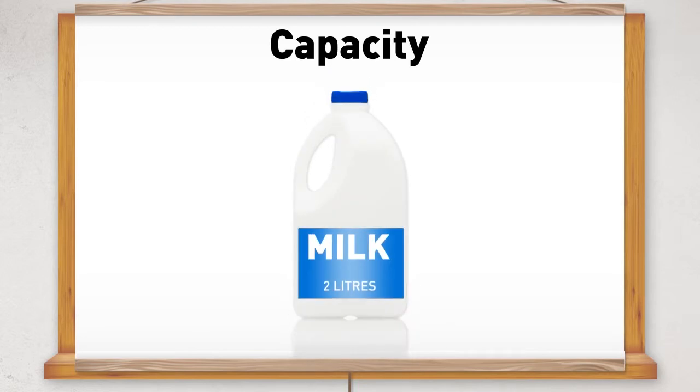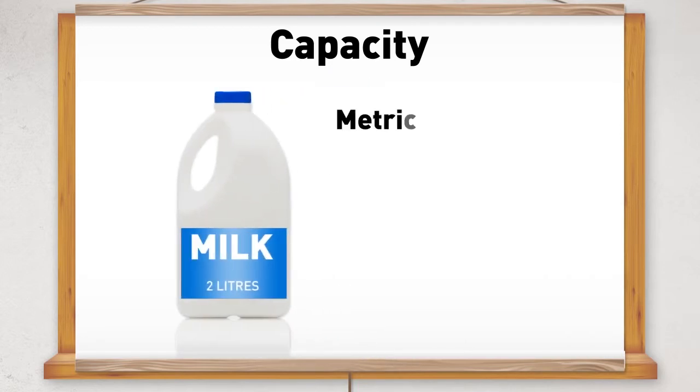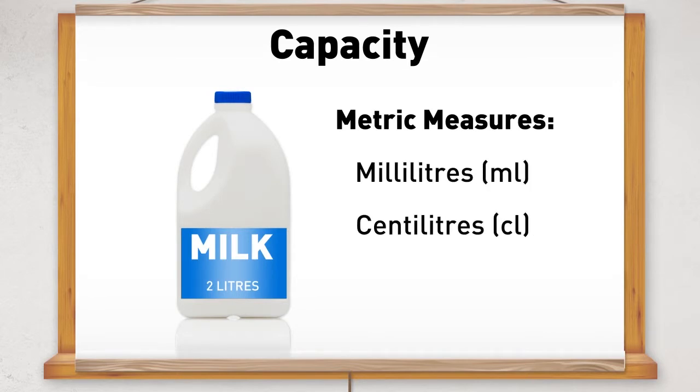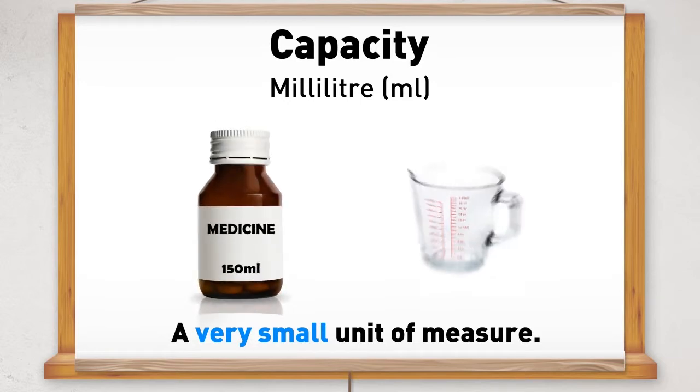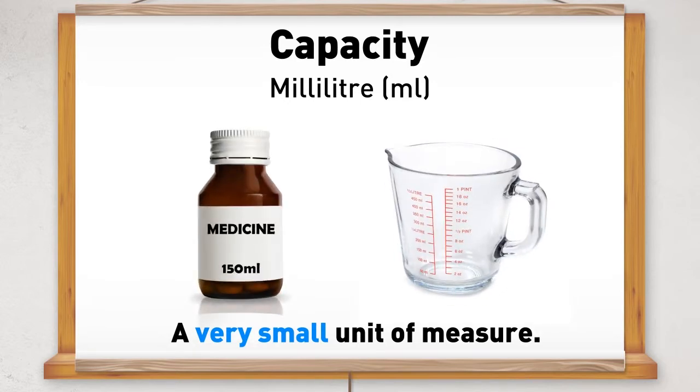Capacity is the amount of liquid a container can hold when it is full. Metric capacities are measured in millilitres, centilitres and litres. A millilitre is a very small unit of measure. We use millilitres when measuring medicines or liquids for recipes.